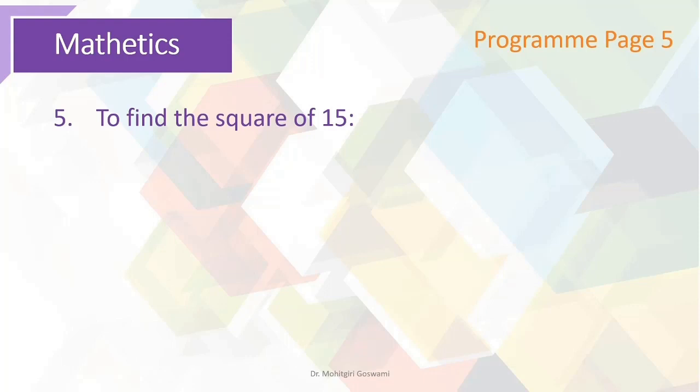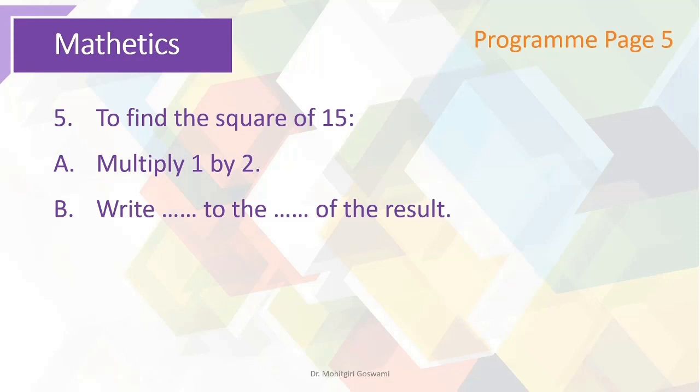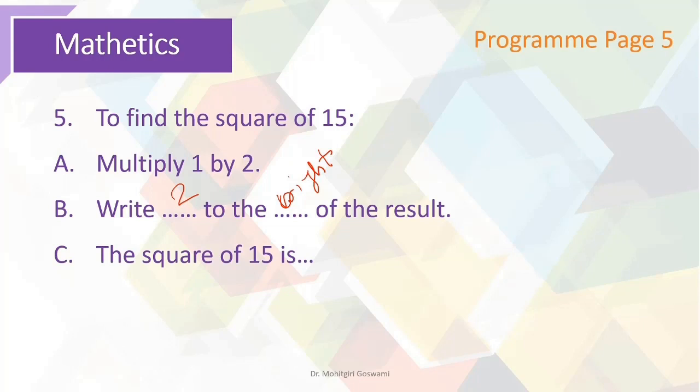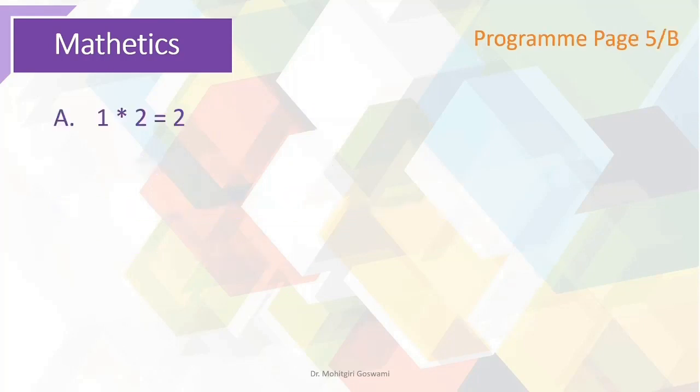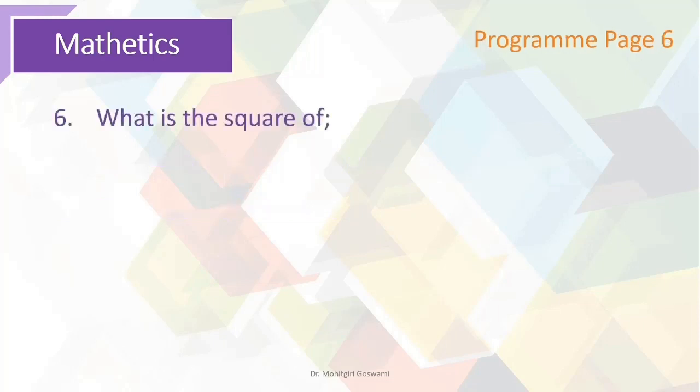To find the square of 15, multiply 1 by 2. 1 into 2 is equal to 2. Write 25 to the right of 2. So the square of 15 is 225. And now it is for practice. What is the square of 65? You have to calculate. Then for 95.